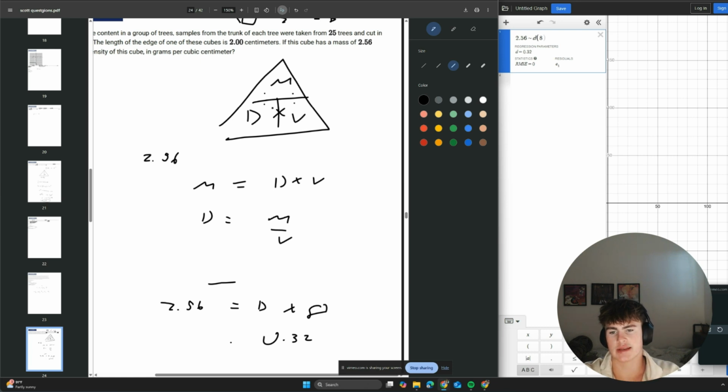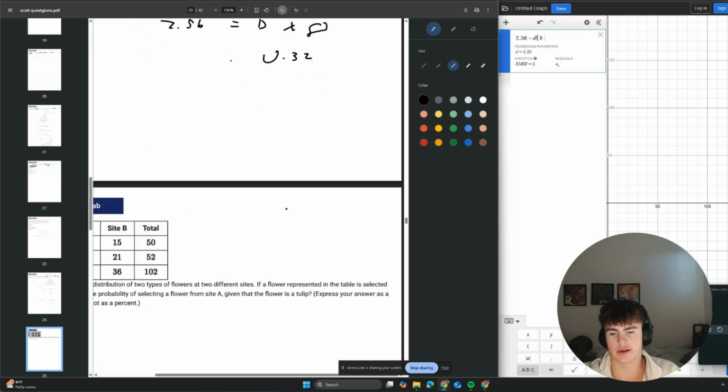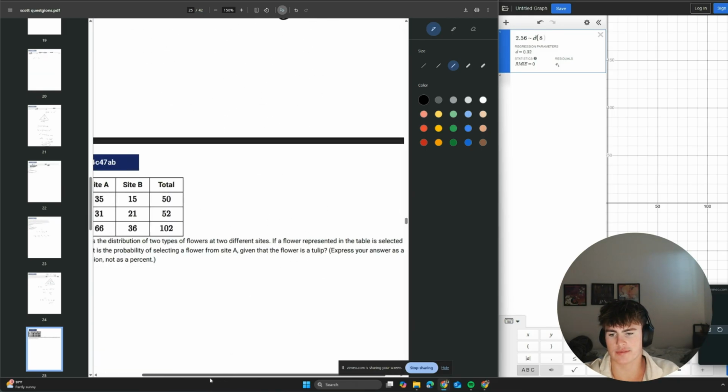So you have to remember this pyramid. Mass is equal to density times volume. Density equals mass over volume. Volume is mass over density. You can figure that out using algebra as well. So you just set that up in an equation and use tilde to do the heavy lifting for you.